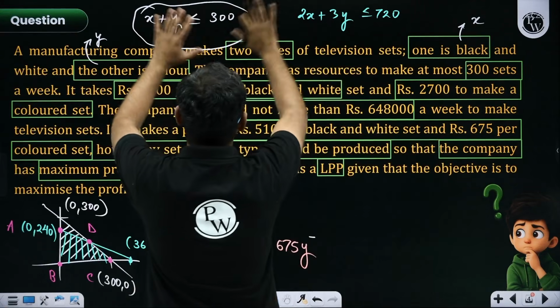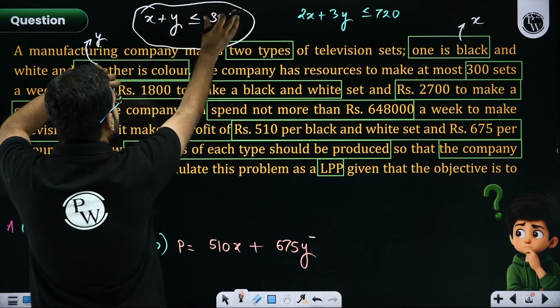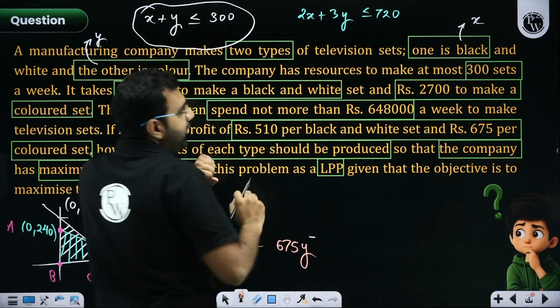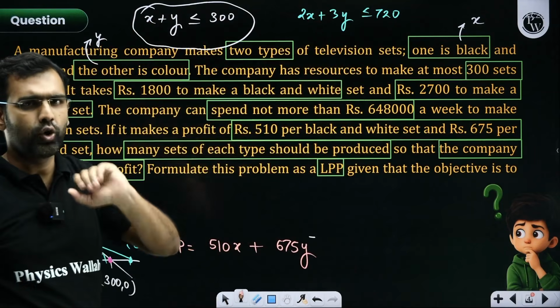So sir, there are technically two straight lines: x plus y is equal to 300, and 2x plus 3y is equal to 720. If I solve them together, I could be able to crack them.